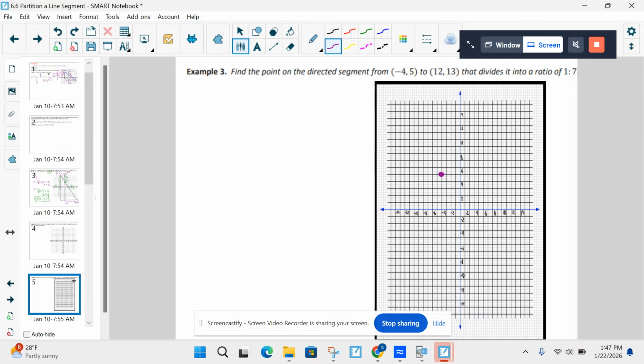And then 12, 13. The next page, number 3.